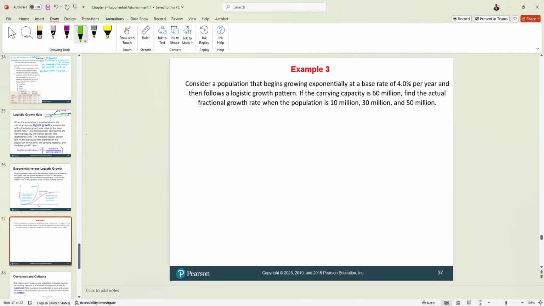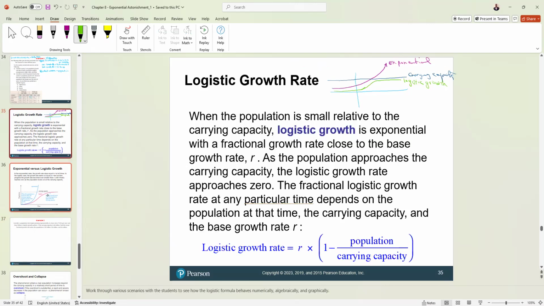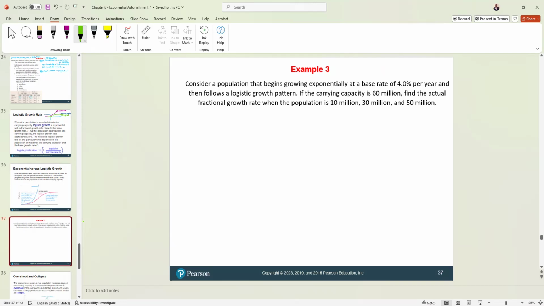So I'm gonna do the 10 millions and probably 30 millions, but I'll leave the rest for you. First of all, what they asked me to do in this exercise, they said, find the actual fractional growth rate.